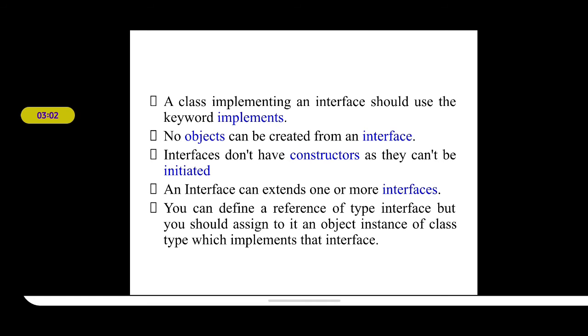A class implementing an interface should use the keyword implements. No objects can be created from an interface. Interfaces don't have constructors as they can't be instantiated. An interface can extend one or more interfaces. You can define a reference of type interface, but you should assign to it an object instance of a class type which implements that interface.